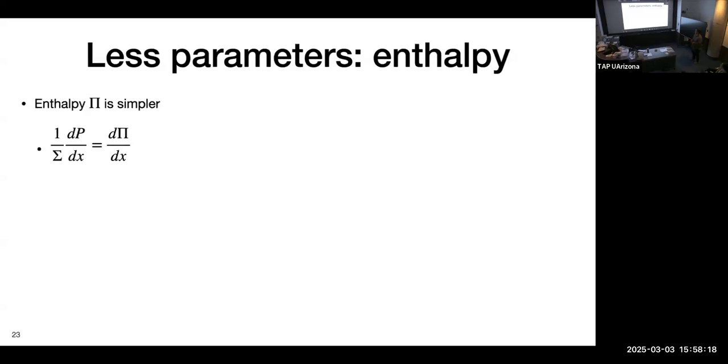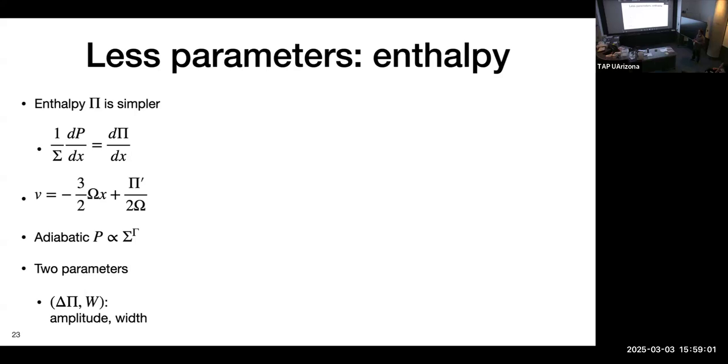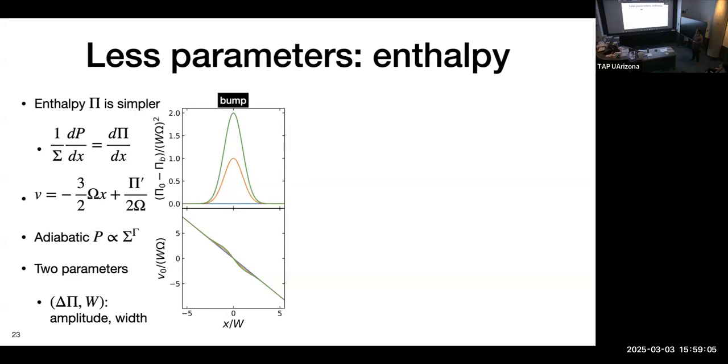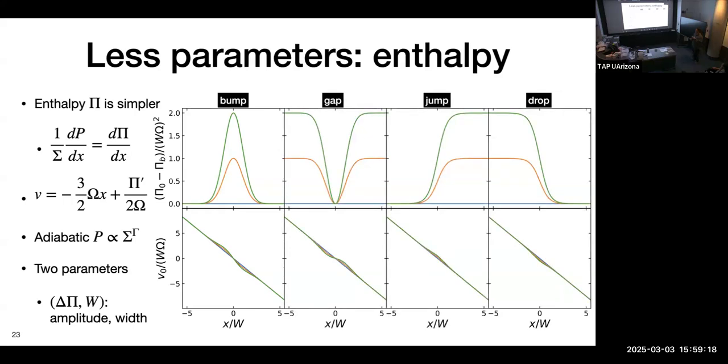Another simplification we do is use enthalpy instead of pressure. So what is enthalpy? Basically, you can define enthalpy as this relation between pressure, density, and enthalpy. The thing you have to describe with density and pressure, you can just describe with enthalpy. So one less parameter. And the velocity profile in the shearing sheet is simplified as well. It's just linear. And we assume adiabatic, also to drop temperature. And we have just two parameters, amplitude and width of the enthalpy profile. So we had a bump, just like the pressure bump case, we have an enthalpy bump that causes a change in the velocity profile. And we consider other profiles as well, not just the bump: gaps, jumps, and drops.